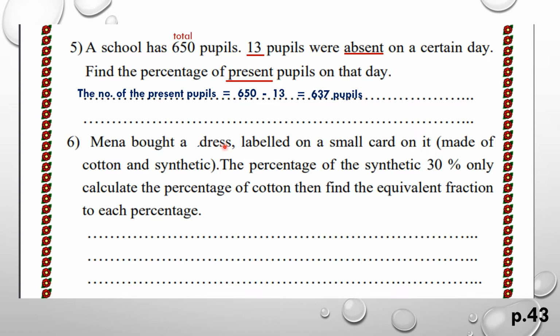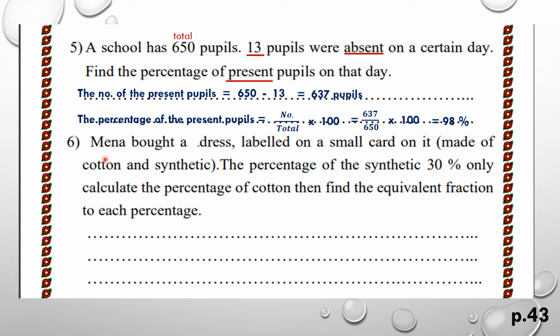Now I can find the percentage of the present pupils. The percentage of the present pupils equals number of the present pupils over total number times 100. As we said, number over total times 100, which is equal to 637 over 650 times 100 equals 98%.